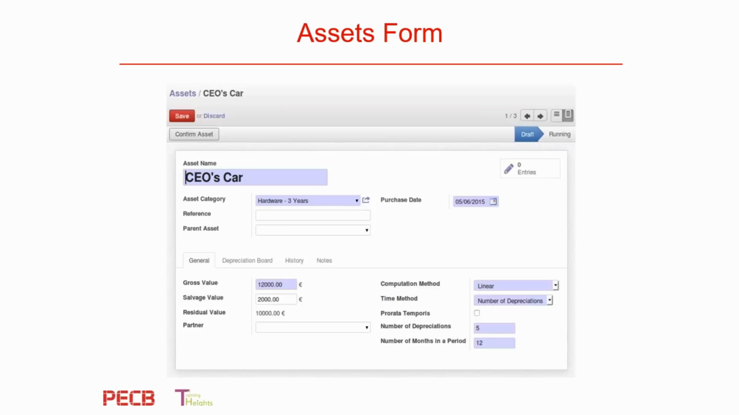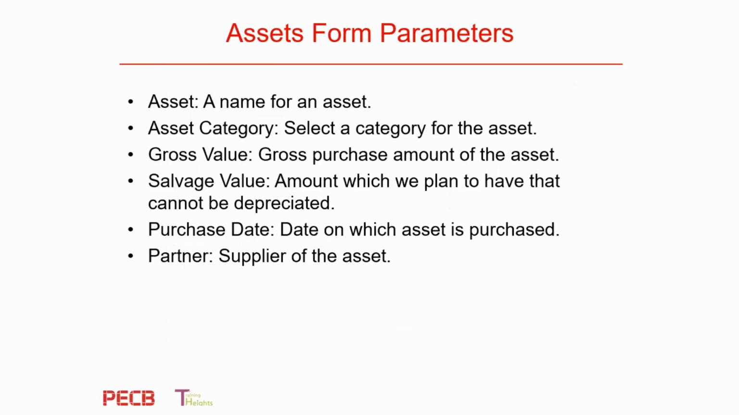If you can't capture all this information, then obviously we cannot apply depreciation to it. So this is very, very important and it's key. As I said: asset name, asset category, gross value, salvage value, purchase date, and the partner, or the name of the vendor or supplier that produced it. And that's another key part.